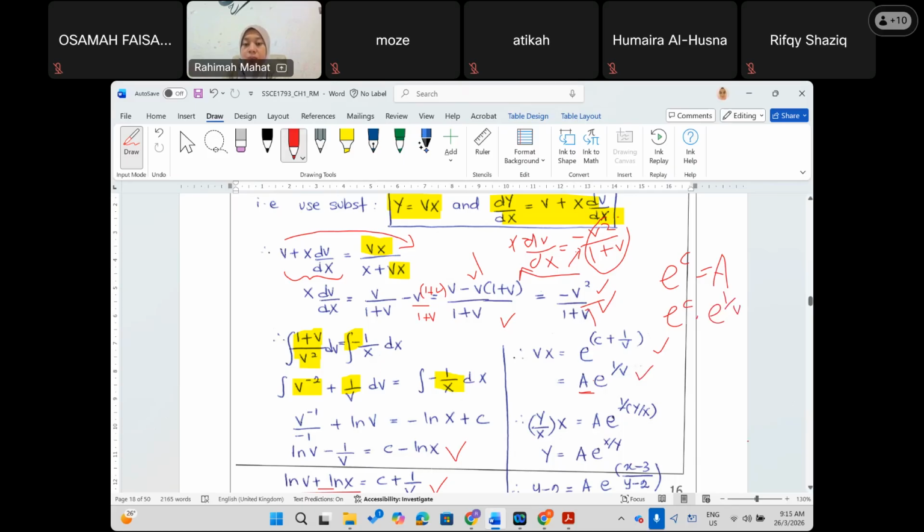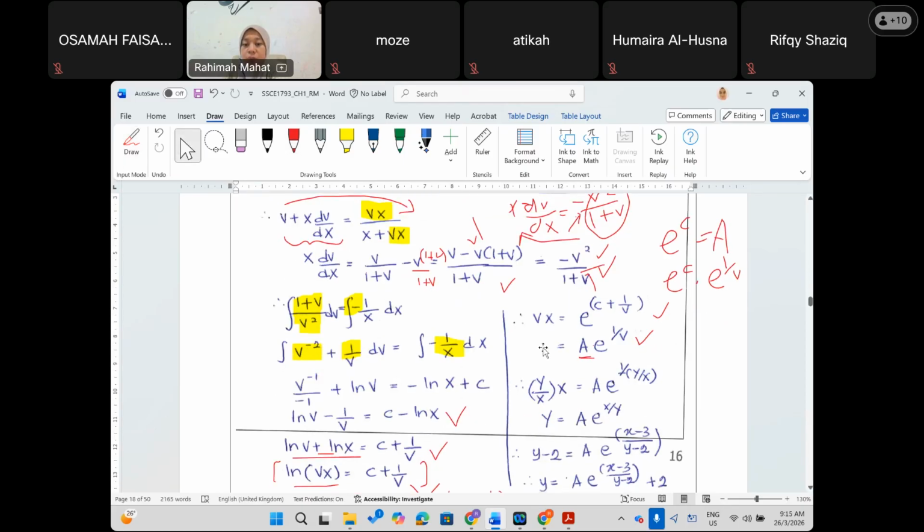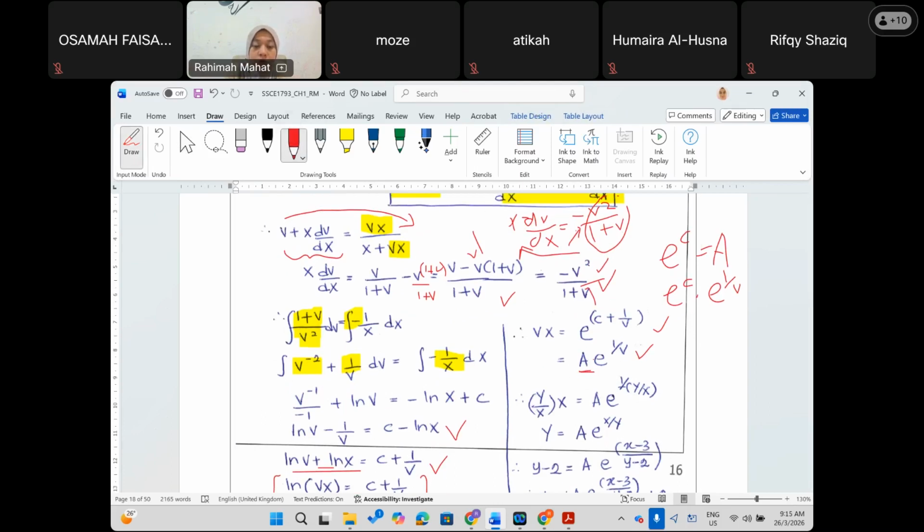Okay, and then after that, you substitute back your v with y over x. And this one you can cancel. You can get your y is equal to a exponent x over y.